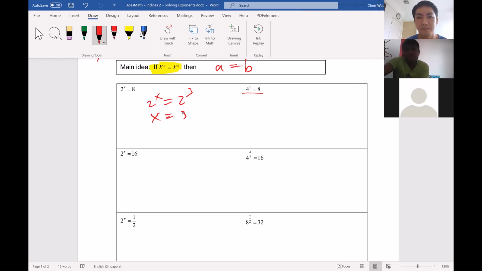2 to the power of 2x equals 2 to the power of 3 and x equals 3. x is not equal to 3, yeah? 2x is equal to 3. Oh yeah, 2x is equal to 3 and then x equals 3 divided by 2, which is 1.5.